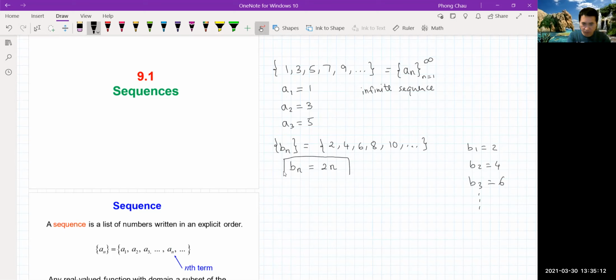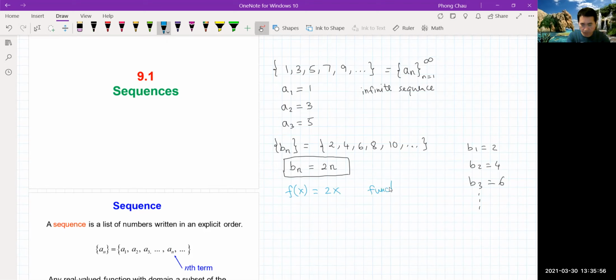So 2n, you can see when you plug 1 in, you get 2, plug 2 in, you get 4, 3 in, you get 6, 4 in, you get 8, so it generates this list. So a sequence can be described by an explicit list of numbers or by a formula. Now, from that sense, you can see a sequence is really a function, but a special type of function. If we compare this with a function, f of x equals 2x, what's the difference between this and this? Notice that this is a function, right?